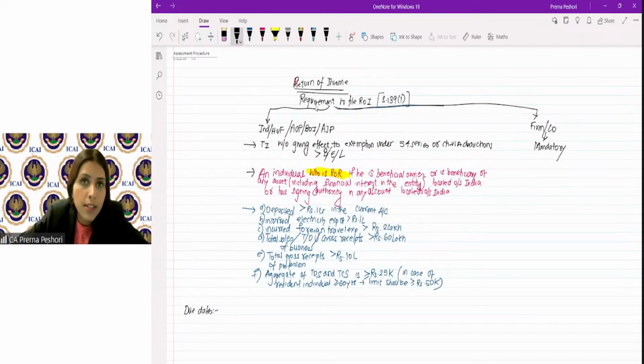So what are the due dates? Yes, students, you know more than me. What are the due dates? Is there any limit to deposit in saving bank account, Tariq? No. This is for the current account that they have given, not for the saving account.